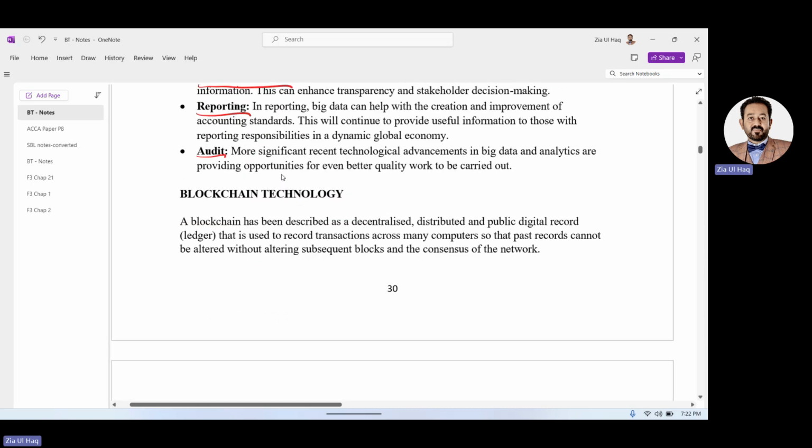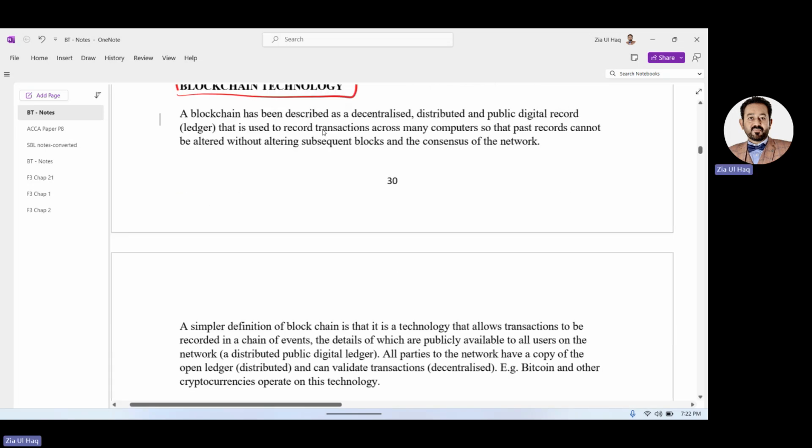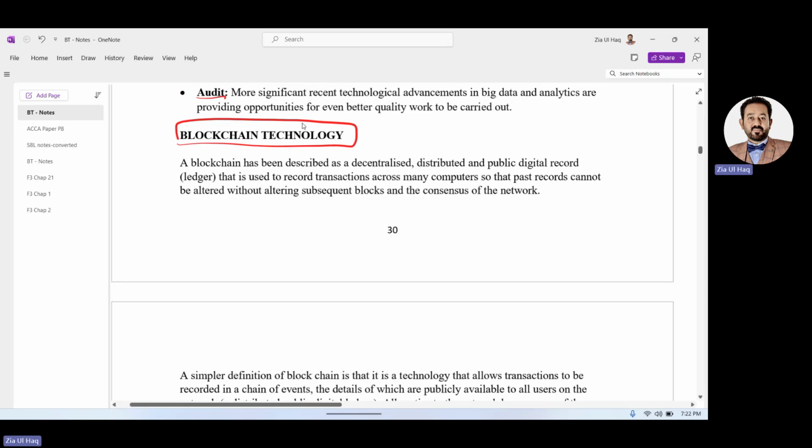Now moving towards another topic called blockchain. What is blockchain technology? Suppose we made a WhatsApp group. In a WhatsApp group, there is one admin computer, one admin system, and there are other users.